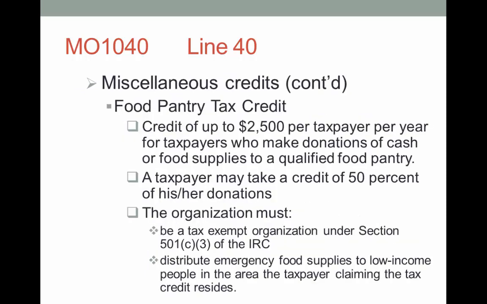Also, another one of those credits is the food pantry tax credit. We mentioned that one earlier when we talked about things that had to be added back to the return. So if a person itemized deductions and they took a charitable deduction for this contribution, you have to add it back early on in the return. Then you can turn around and take a credit of up to $2,500 per taxpayer per year for taxpayers who make donations of cash or food supplies to a qualified food pantry. The credit is limited to 50% of the donations, and it has to be a qualified charity. So when the notes say that it has to be a Section 501(c)(3) charity, that just means a qualified domestic charity.